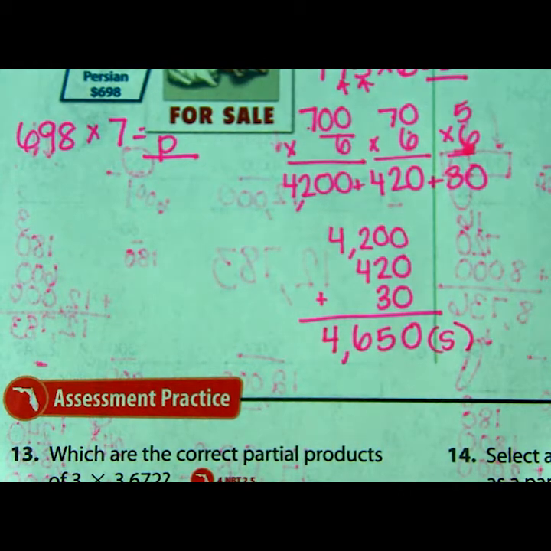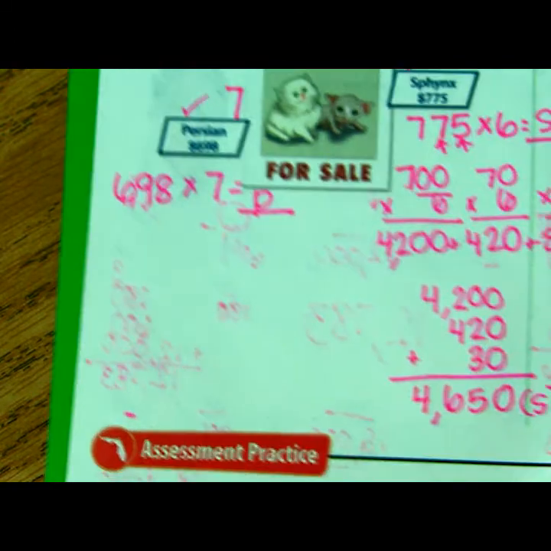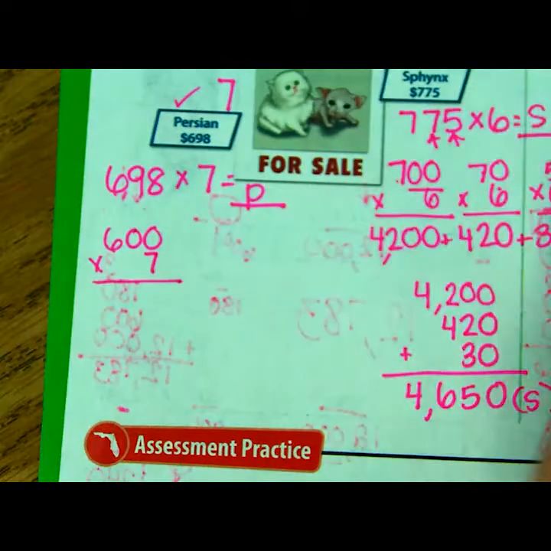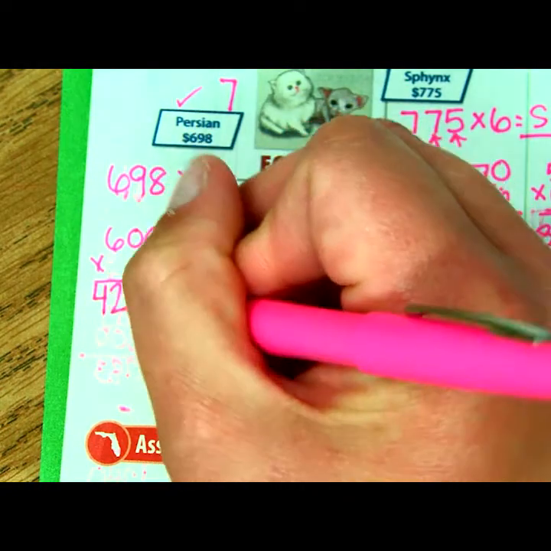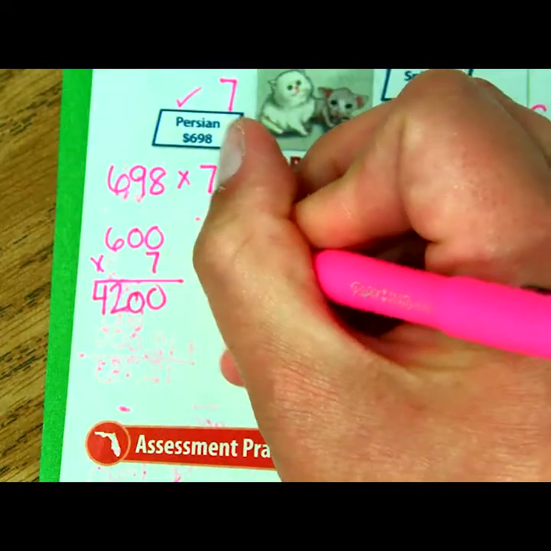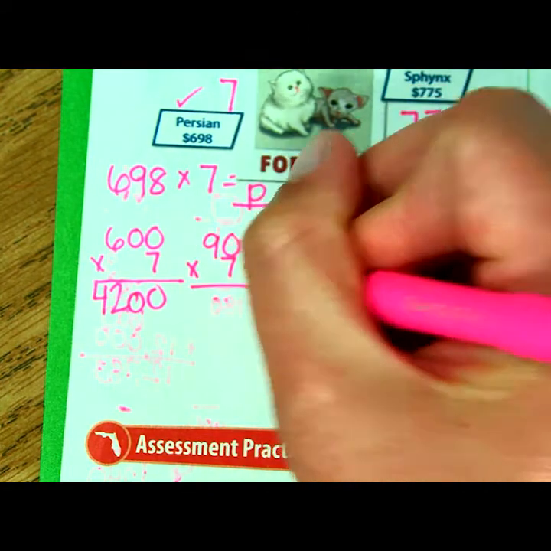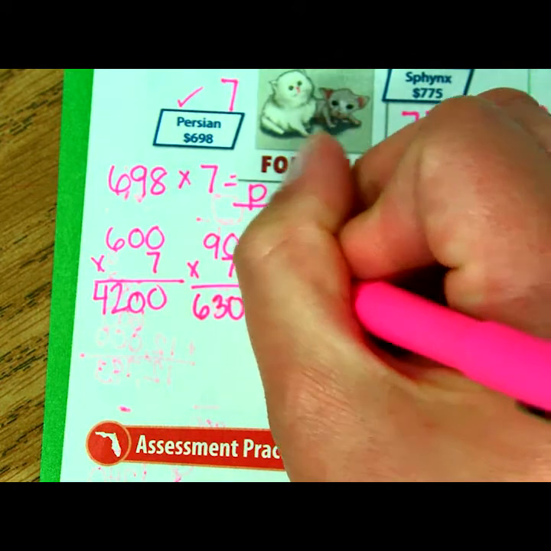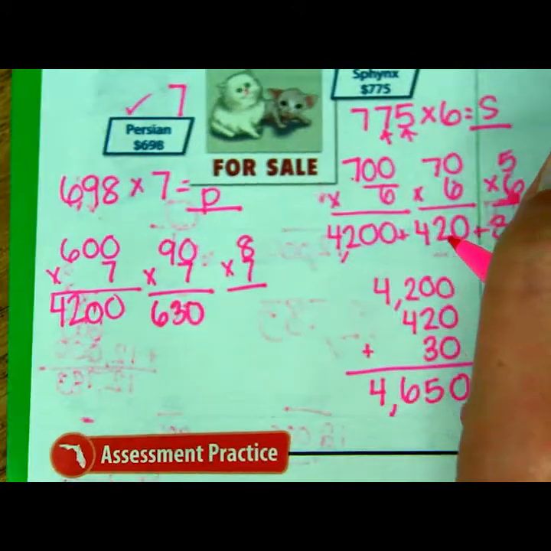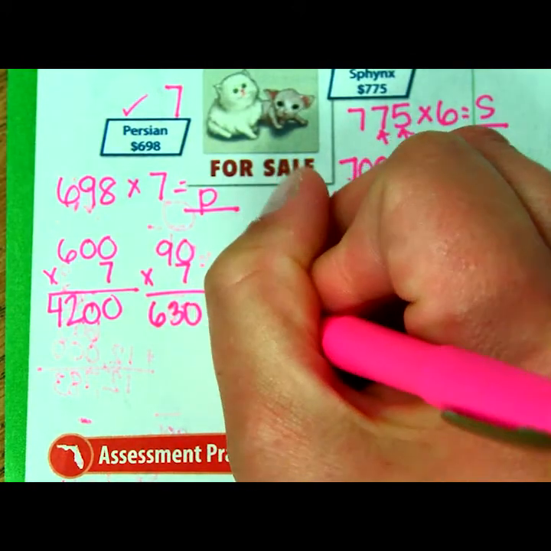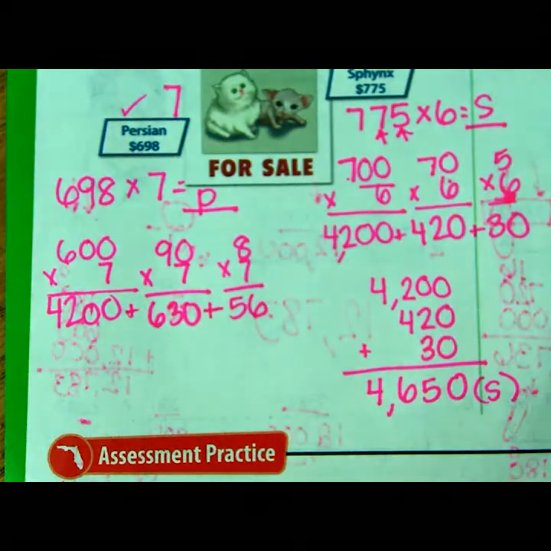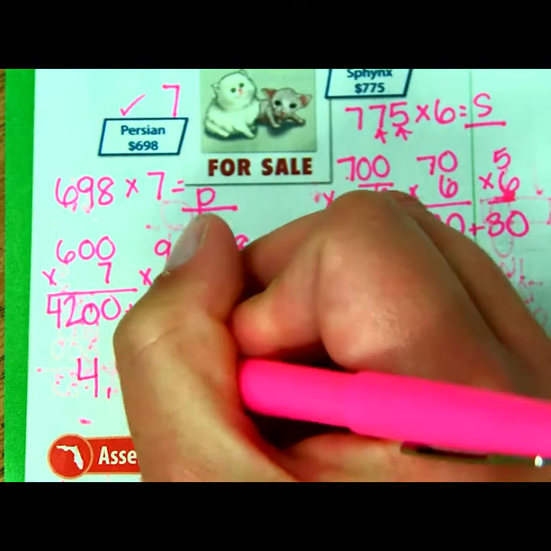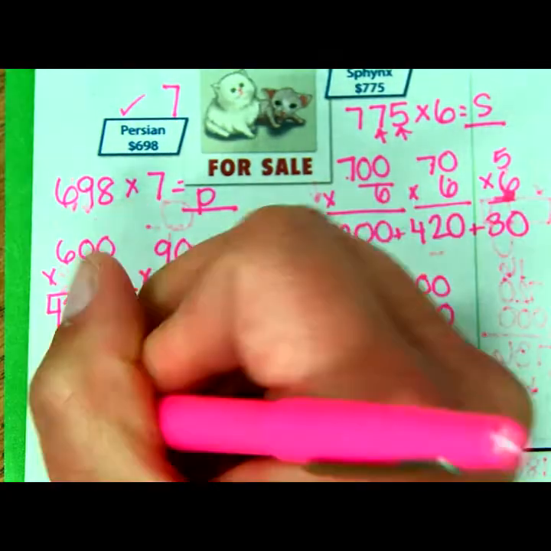Now on to Persian. 600 times 7. We already solved that over here. We know that's 42 plus the 2 zeros. Now a 9 in the tens place, 90 times 7. 9 times 7 is 63. Bring down your 0. And finally, 8 times 7. 8 times 7, if you've been studying your basic facts, is 56. Add those together, and you get a grand total of 4,886.